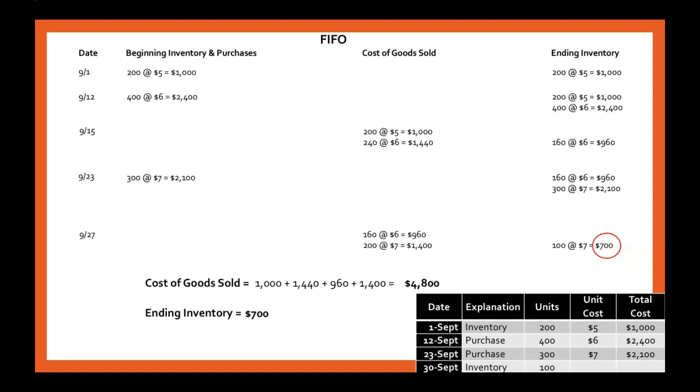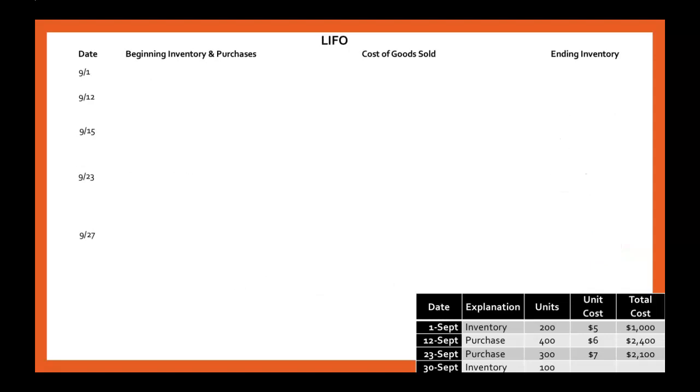So that's FIFO. Part B wants us to do LIFO. So we'll do it all over again, right? On September 1st, we had a beginning inventory of 200 units at $5 a piece. So we write it out again. Right? That's our beginning inventory and our ending inventory on that day.